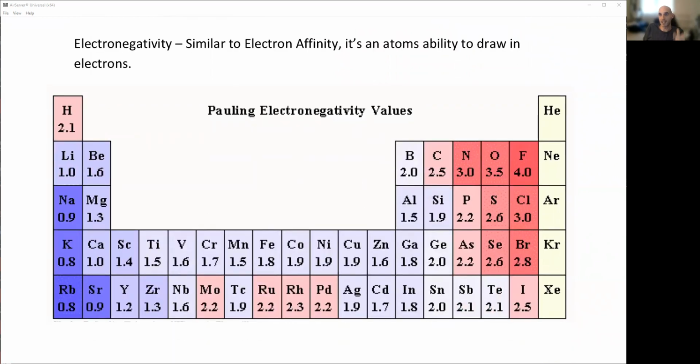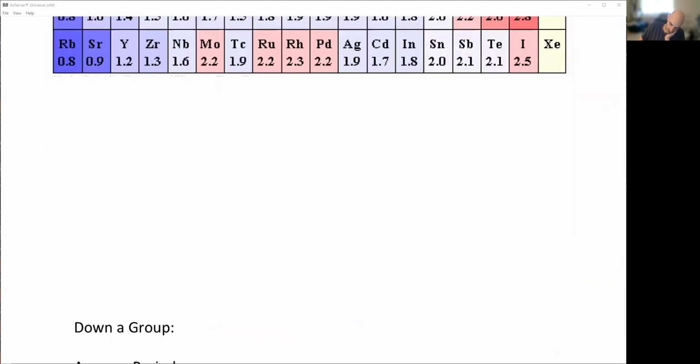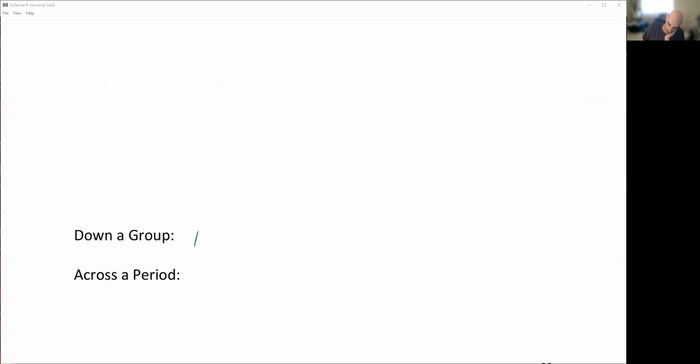Next up, electronegativity. This is similar to electron affinity, its ability to pull in electrons. You don't need to know these values, but it's important to know that fluorine has the highest value. Down a group, electronegativity decreases, and across a period, electronegativity increases.